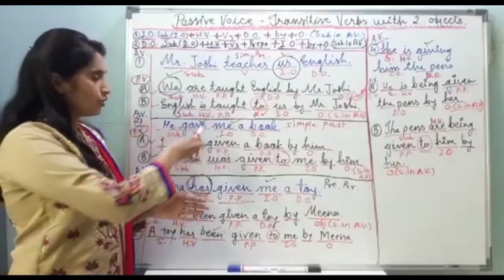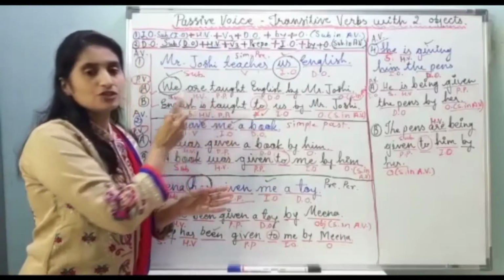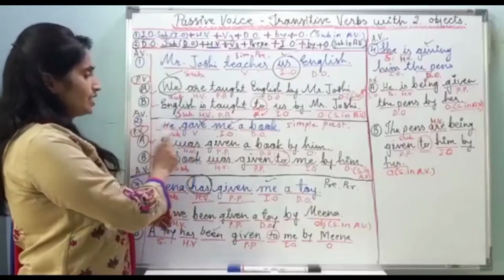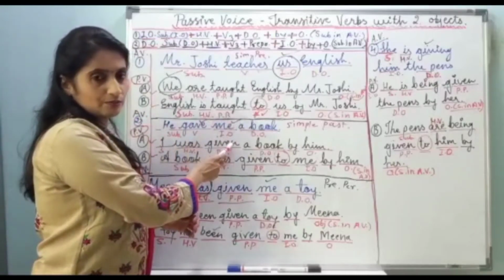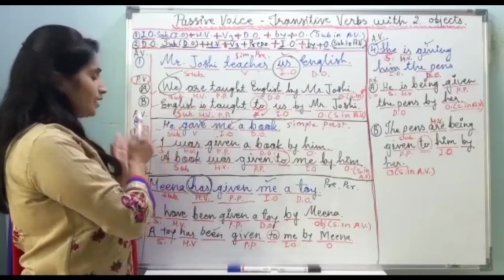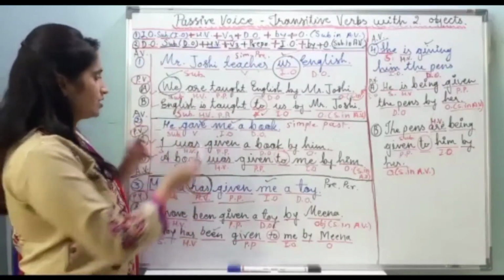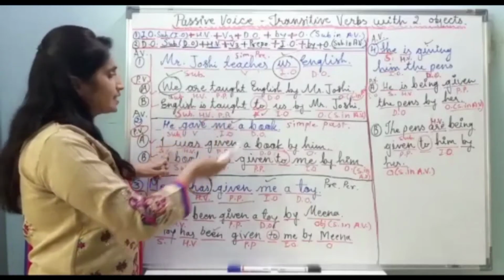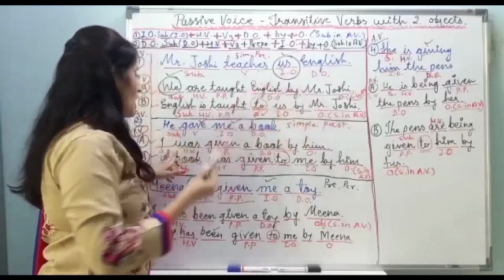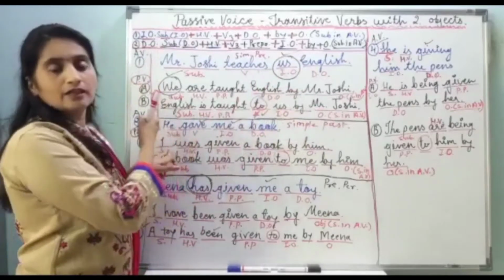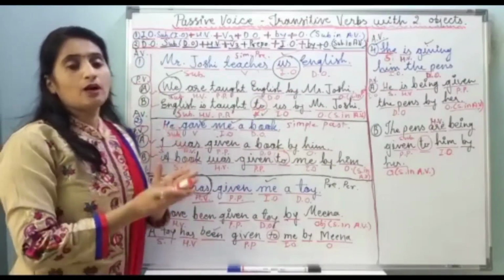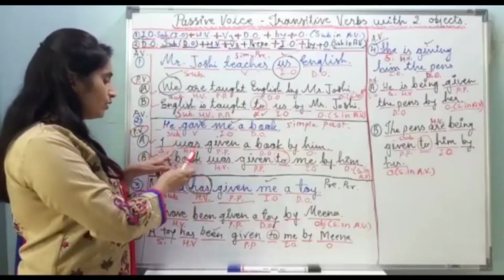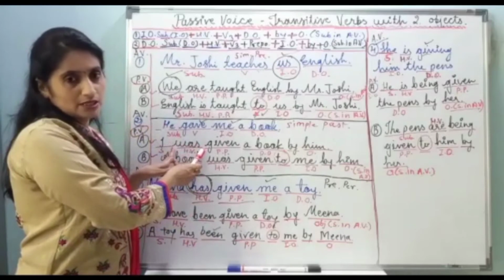Let us take the first object, that is the indirect object, as the subject here. In this active voice, me is the indirect object. When it is used in passive voice as the subject, it becomes I. Me becomes I. The sentence is in simple past tense and so what should be the helping verb there? We have to make use of an appropriate helping verb and so here was is used.